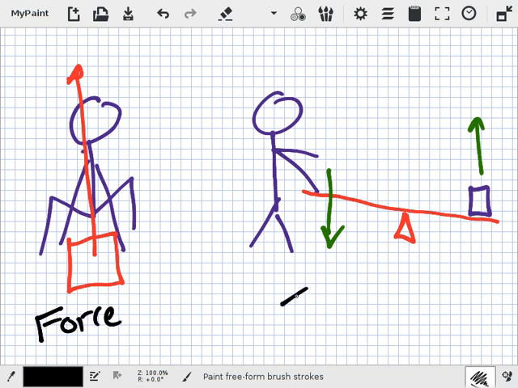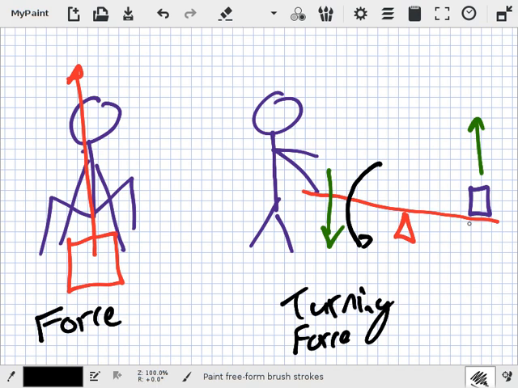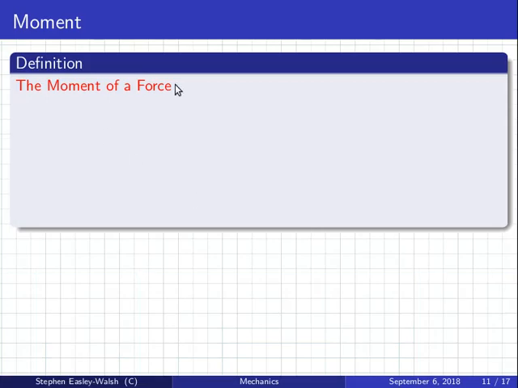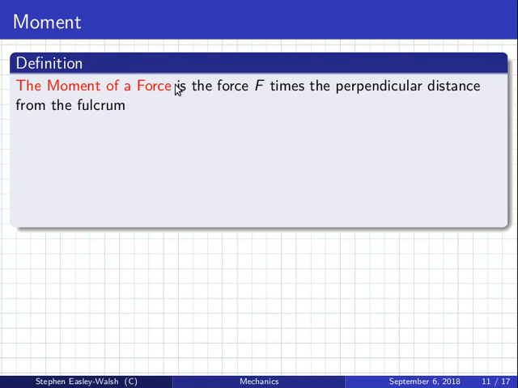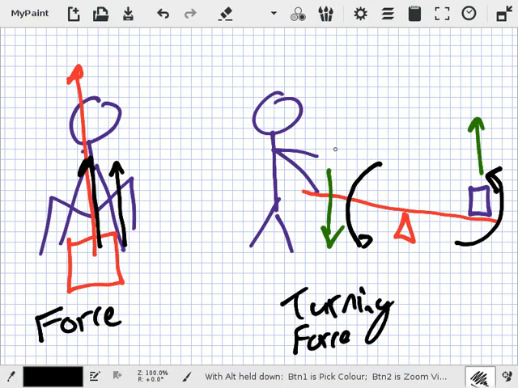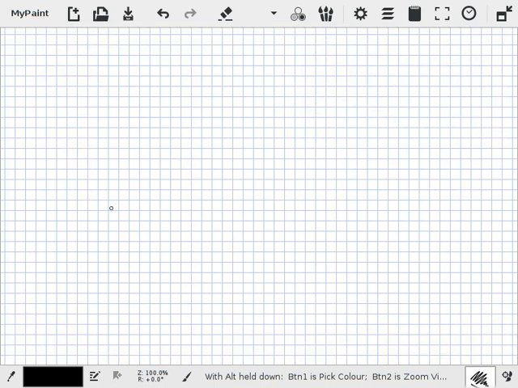But this one is kind of like a turning force, because he's trying to make this turn this way, so this side can turn that way. This is a little bit different than him trying to pull up to make the block go up. It's not quite the same, okay? So we don't call this force. Instead we call this the moment of a force, which is the force multiplied by the distance. So here in this picture, I'll draw it here for you.